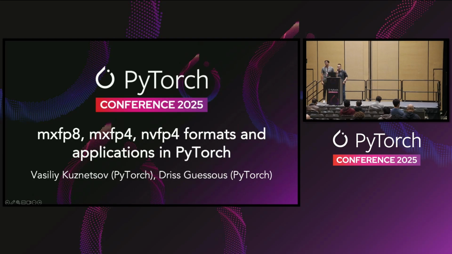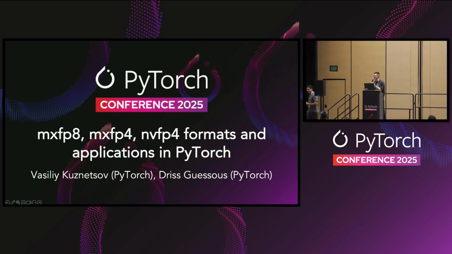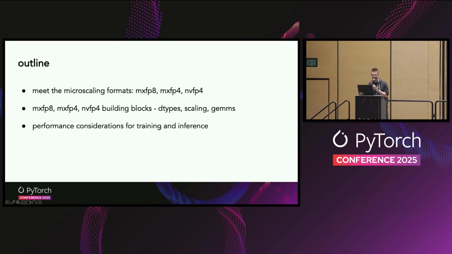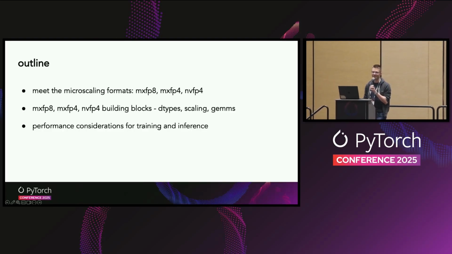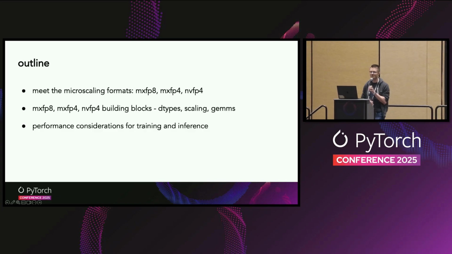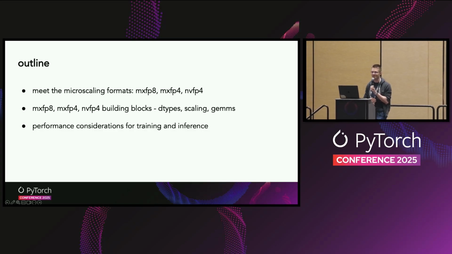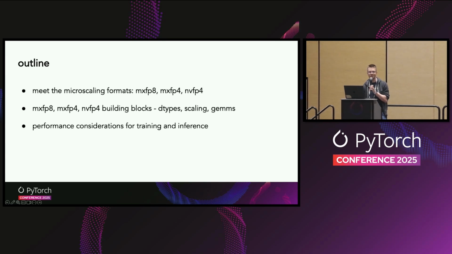Today we'll talk to you about microscaling formats in PyTorch: mxfp8, mxfp4, and nvfp4. We'll just switch off speaking during the talk. So, the outline of what we'll cover today: we'll cover what these formats are, some of the building blocks in PyTorch that you can use to build things with these formats, and some performance tips for training and inference with these formats.